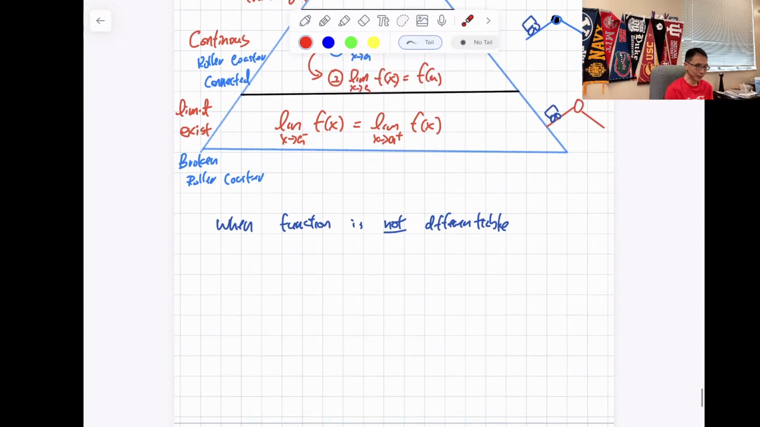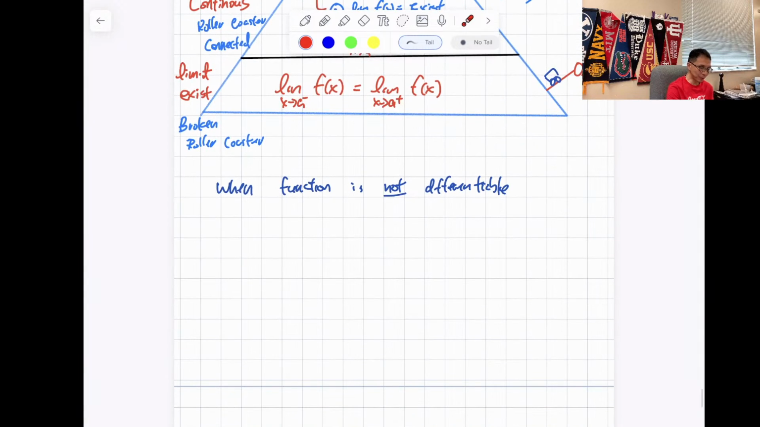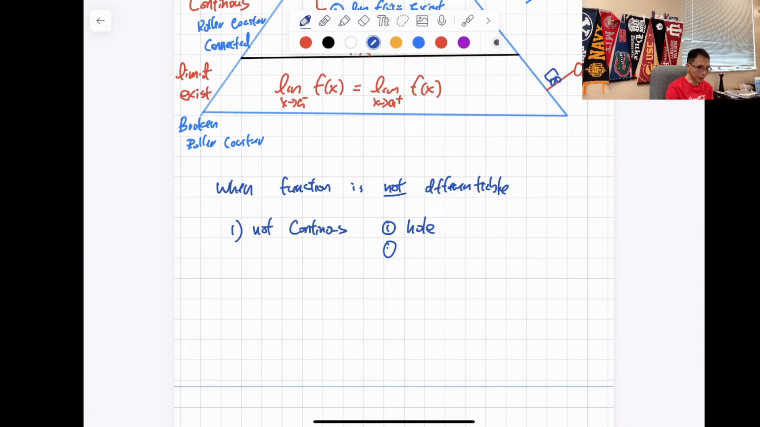Okay? Now, when is a function not differentiable? Well, first, if it's not continuous, of course, then automatically it's not differentiable. The first way is there's a hole, which is a removable discontinuity. The second possibility is a vertical asymptote. Second, it's not differentiable when you have a sharp turn.